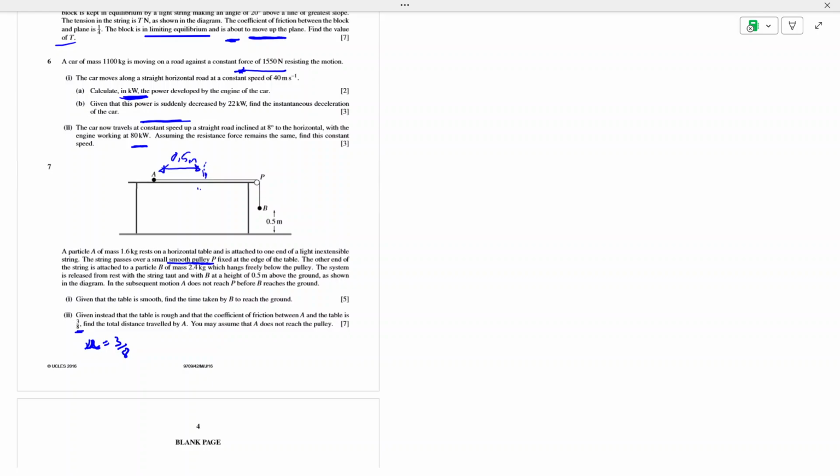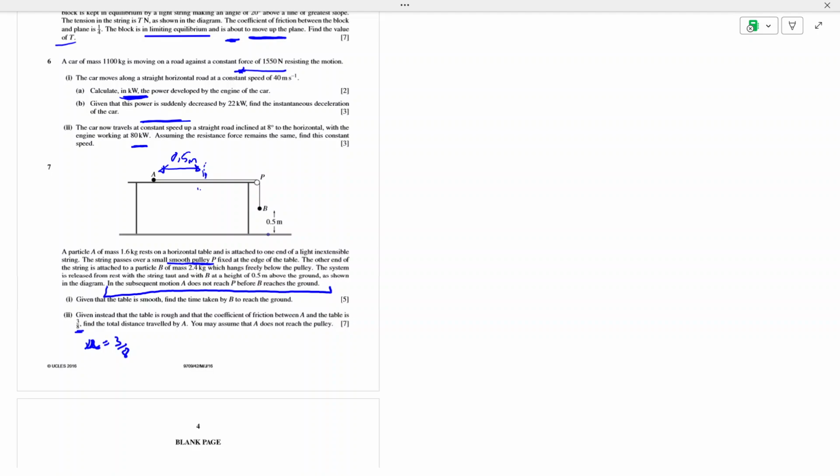Up to that distance right there, right? So here it's saying that, remember I told us that A wouldn't have reached the pulley when B gets to the ground. Here it says, in the subsequent motion, A does not reach the pulley before B reaches the ground. So that means B reaches the ground before A is at the pulley. So that means we still have some distance after 0.5 meters, after A has moved 0.5 meters from its initial position on the table, right?